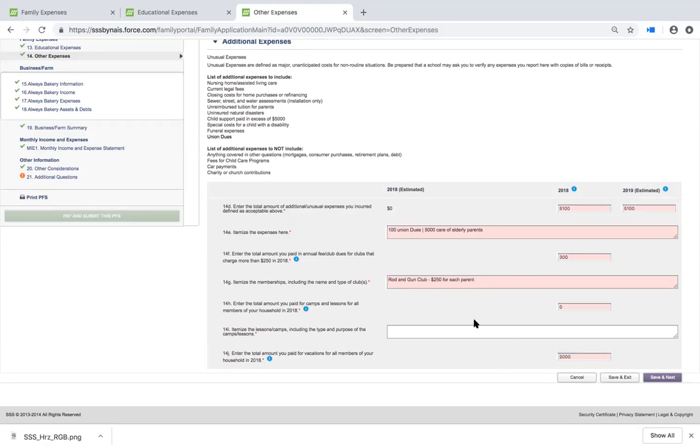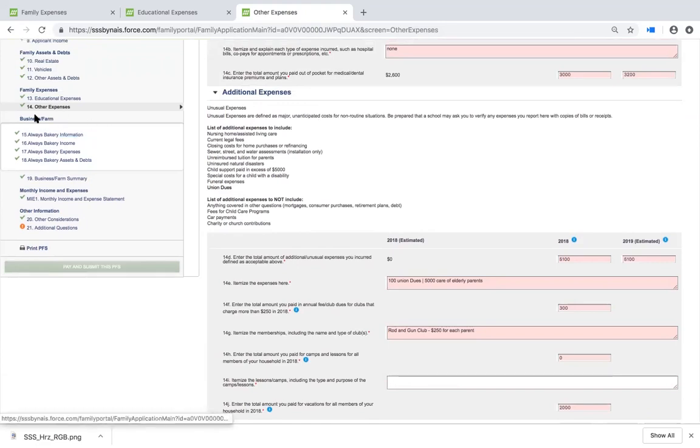Once you complete section 14, you'll click Save and Next and move on to the next section. In this case, we would move on to the business and farm section of the PFS. Depending on your family's financial situation, your section might be slightly different.